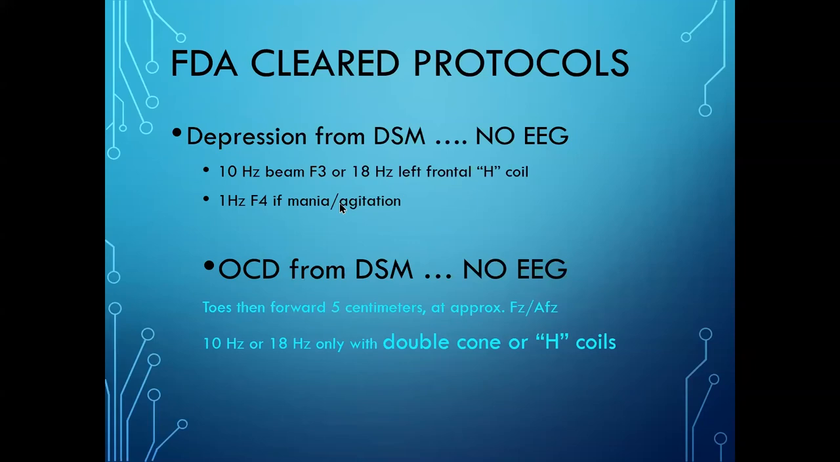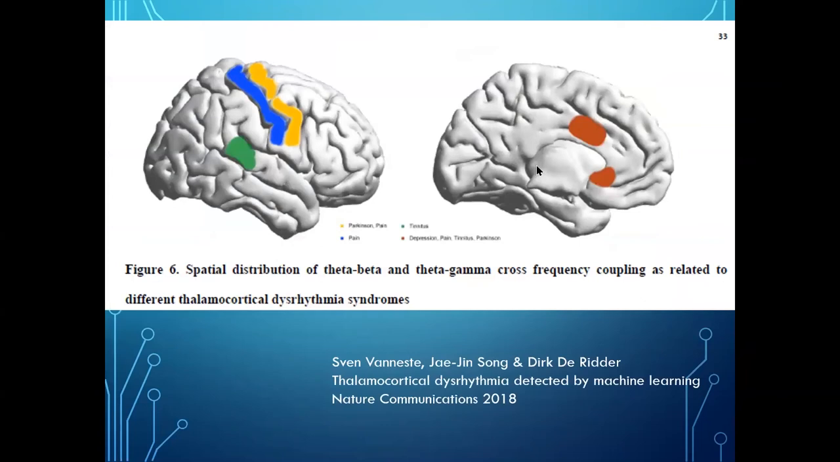But it's not everybody that's got this left frontal or right frontal problem. There are people that actually have it on the anterior cingulate, like Dirk found in this. So they're missing this entirely. And if they don't know that's there, they can't point it at it at all.